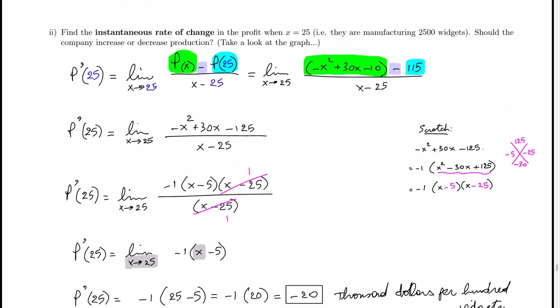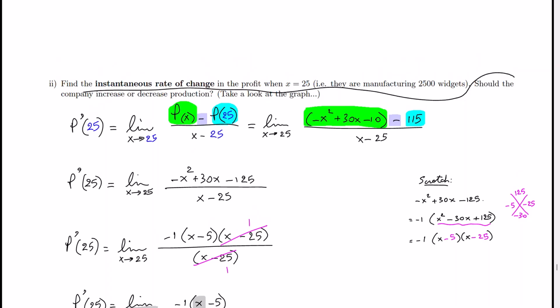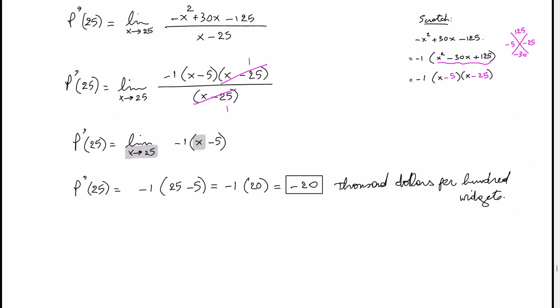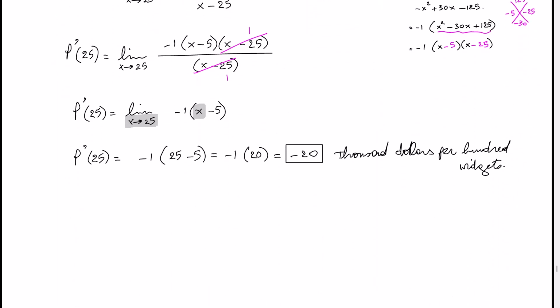So the answer: should they increase or decrease the production? I would tell them decrease your production and you'll make more money. If you keep pumping this many widgets, 2,500 widgets, you're going to profit less than if you make, let's say, 2,000 widgets or even fewer than that.